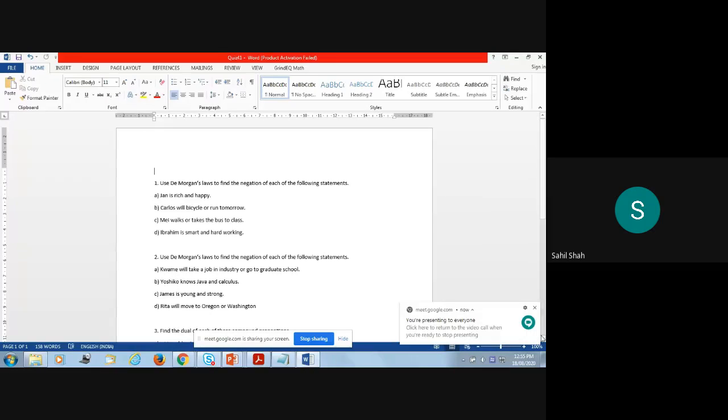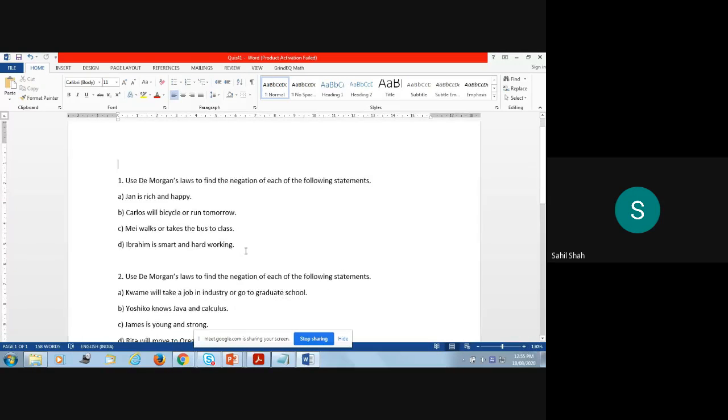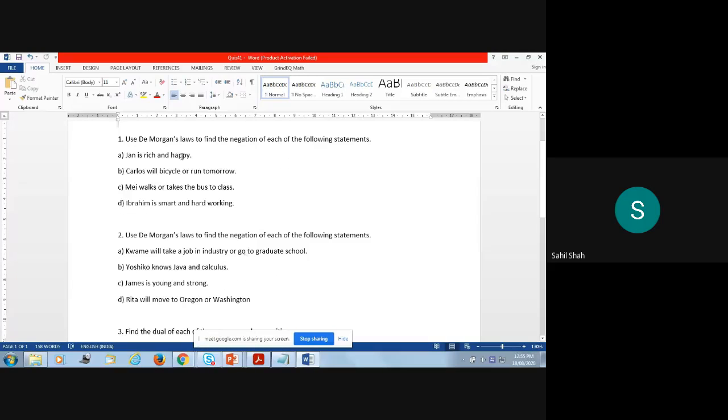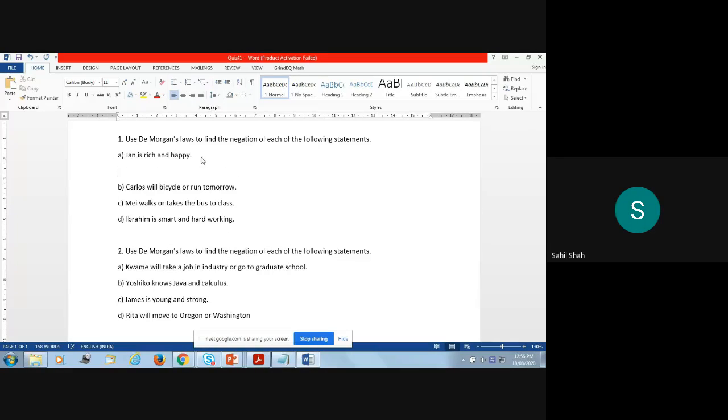So we have seen recently, I think this is visible. Should I make it larger? Okay. So we have seen recently De Morgan's law. Now the question is: use De Morgan's laws to find the negation of each of the following statements. The first statement is, Jan is rich and happy. What will be its negation using De Morgan's law? Any answers in the chat box? You have to use De Morgan's law.